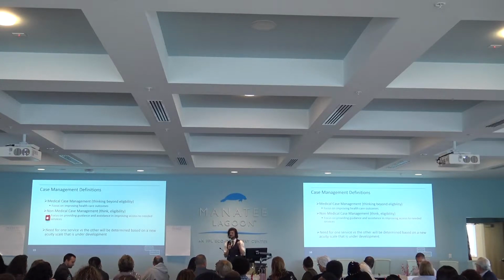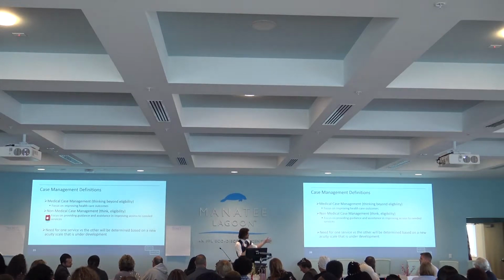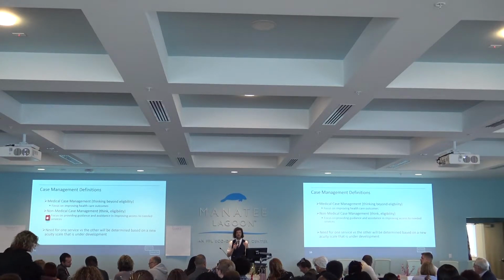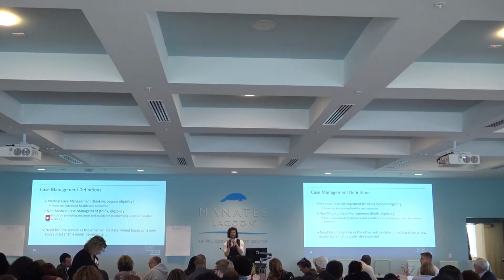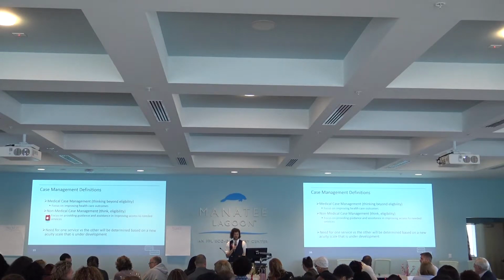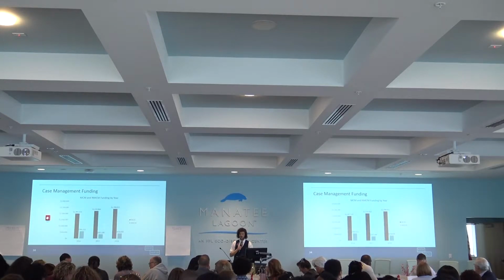So need for one service, this is another thing to keep in mind. Need for one service versus the other will be determined based on a new acuity scale that's under development. This is a statewide thing that is coming together. And so in order to kind of take the guesswork away from us so that we don't have to fuss today about the difference between medical and non-medical case management much, we can just know that there's an acuity scale coming. Our discussion can be about the acuity scale and what should be included in the acuity scale, but that's how the decision will ultimately be made.